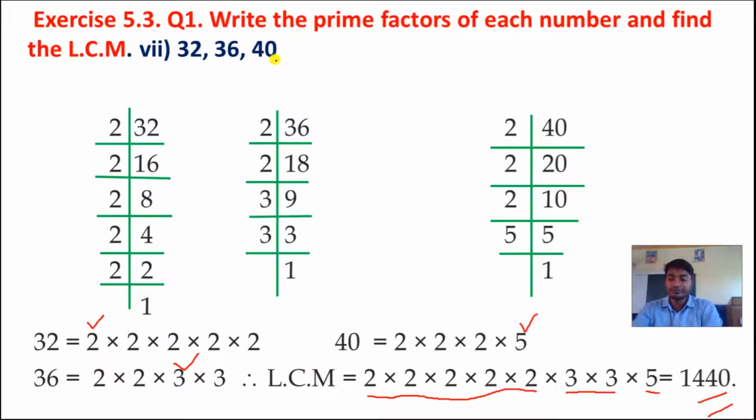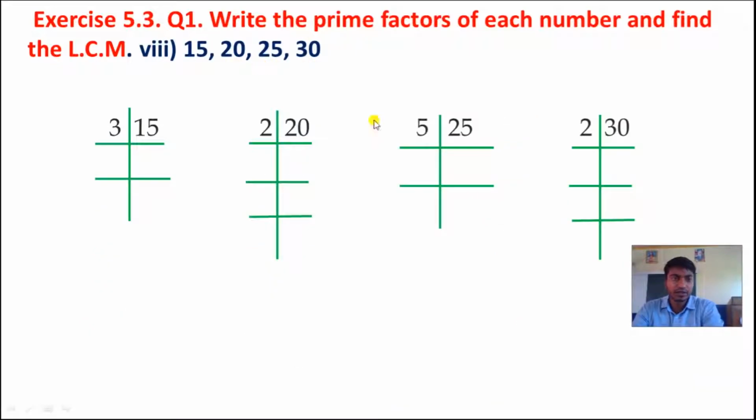Clear to you? Now we have 15, 20, 25 and 30. This is question number 8.